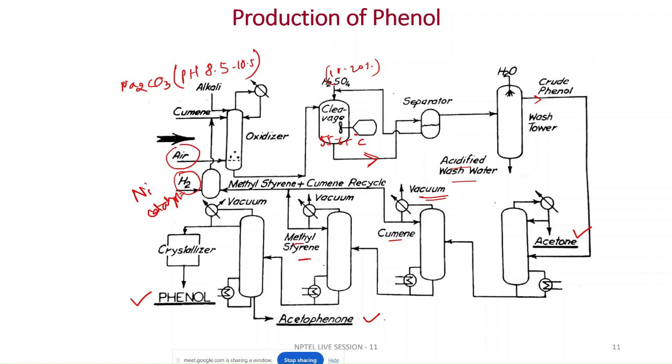So this process I didn't write here. This process is known as cumene peroxidation hydrolysis.